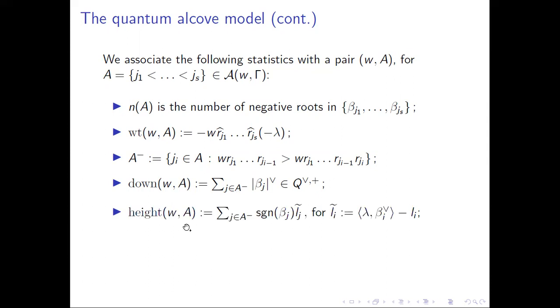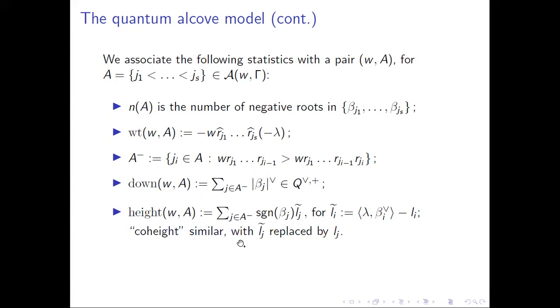And then the height is just a number. The height of the pair W, A, again, you sum over the positions where you have down steps, and you sum these levels, but they are complemented. They are some sort of complementary level of the corresponding hyperplanes, in the sense that you take the usual level and you subtract it from the maximum level, which is lambda, beta i check.